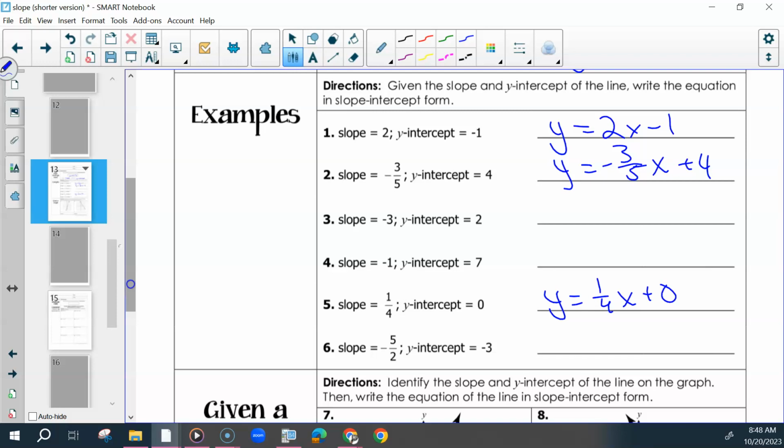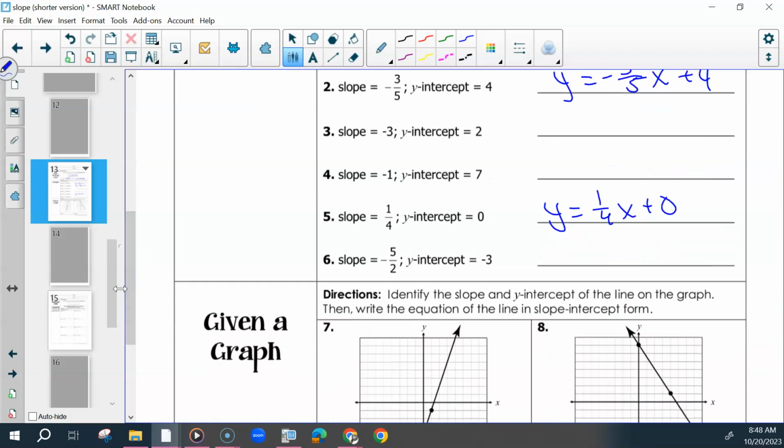Number 6. So if we were writing this, y equals, what would be the next thing? Negative 5 halves. Keep going. What's the rest of this? -3. We're missing something. X. So don't forget your x. That is a big part of your equation. All right, we're going to skip 7 and 8. Go on to the next page.